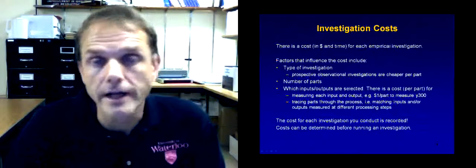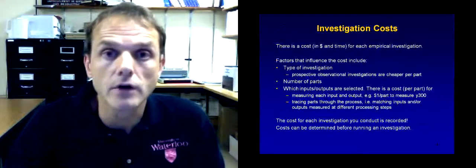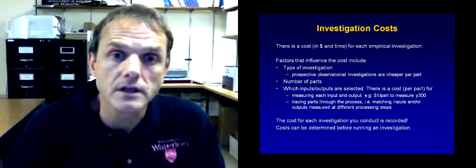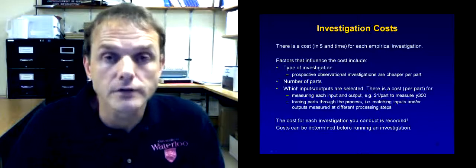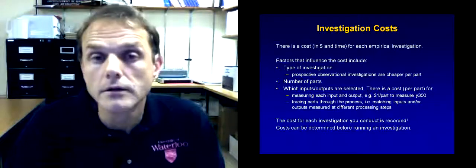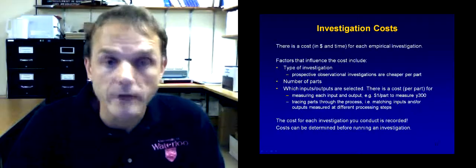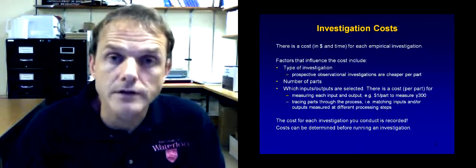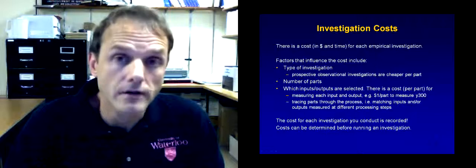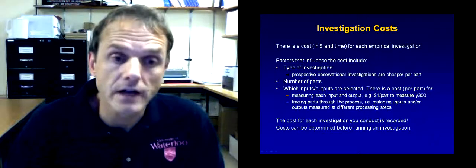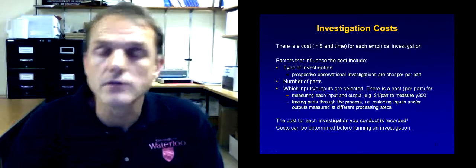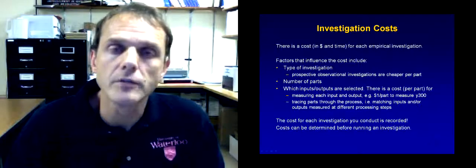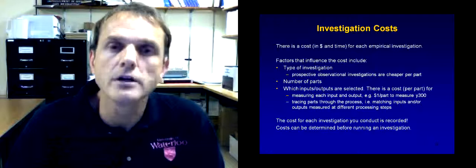As I mentioned earlier, any investigation you conduct in watfactory will cost a certain amount of time and money. The types of things that influence the cost are, first of all, the type of investigation you run. Normally, experimental plans where you deliberately change things will be more expensive than observational type plans. The costs will also increase, as you might expect, linearly with the number of parts, so more parts will cost more. But costs are also associated with particular inputs and outputs that you decide to select and measure.